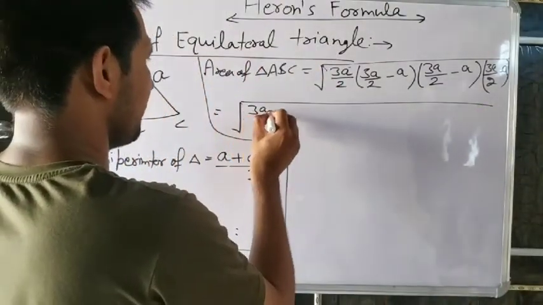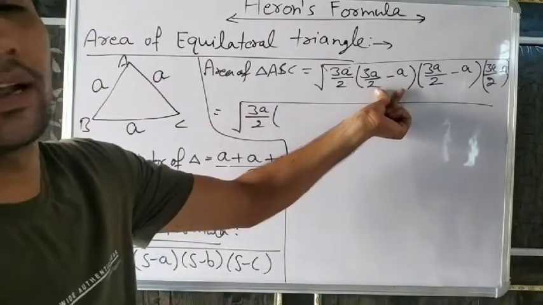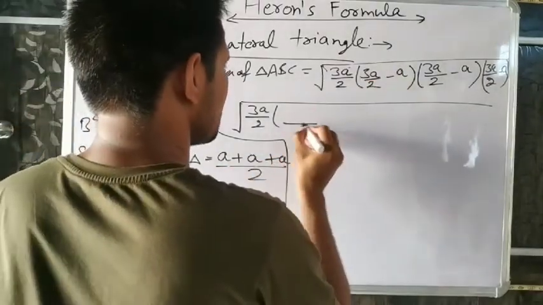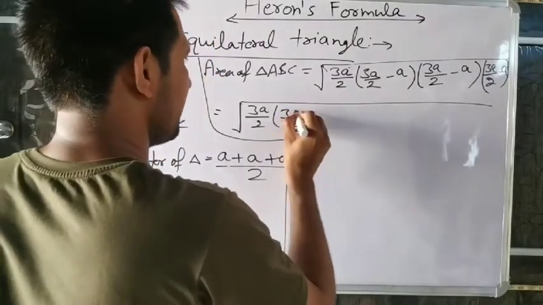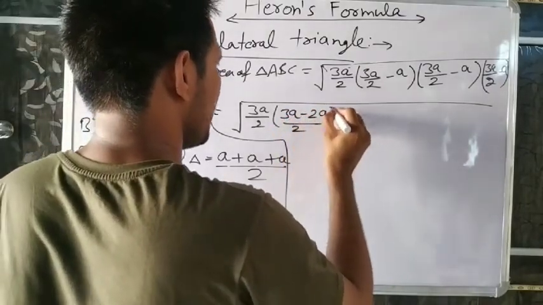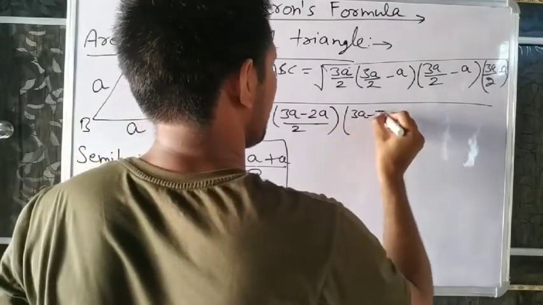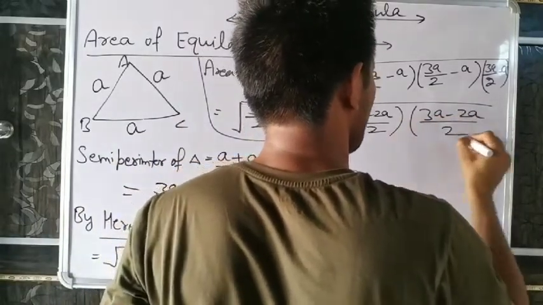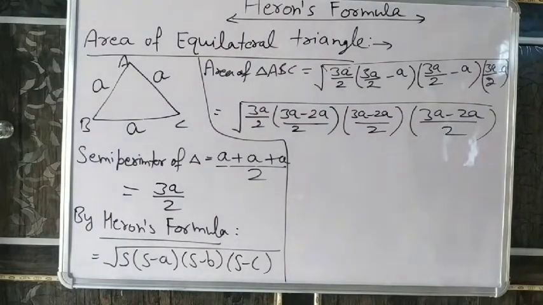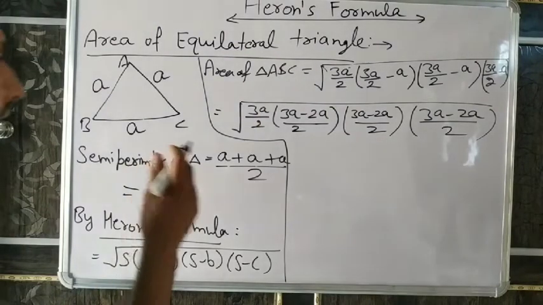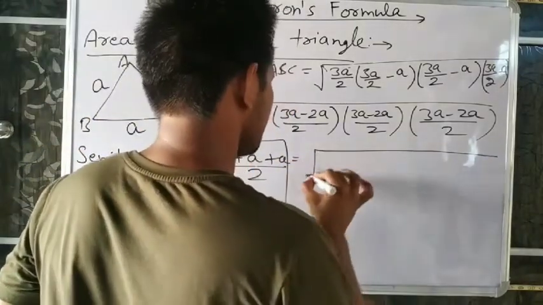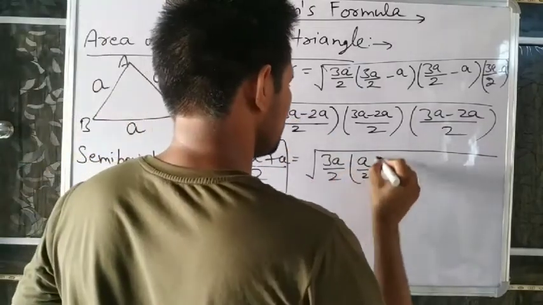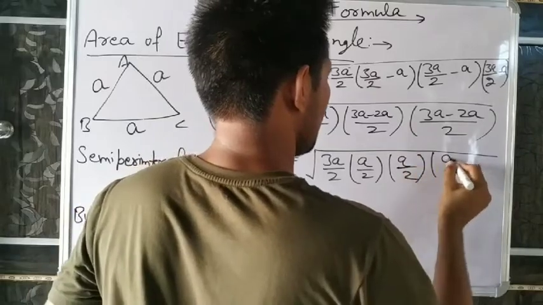What is 3A divided by 2 minus A? These are two fractions, so how can we solve? By taking the LCM. The LCM is 2. So 3A minus 2A divided by 2. Here also 3A minus 2A divided by 2, and here also. Understand? Note it down. Next is the area of the triangle. What remains? 3A divided by 2 multiplied by A by 2, A by 2, A by 2.